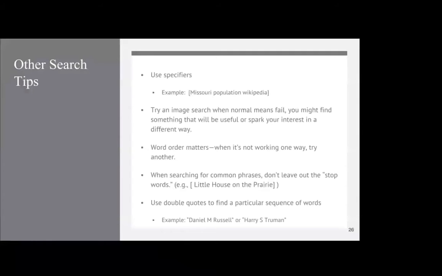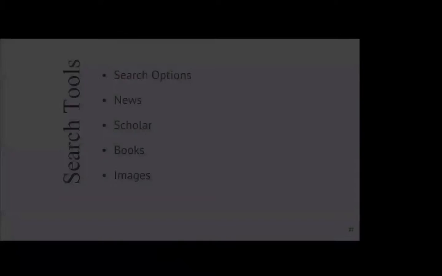Word order matters when you're doing searches. When you're searching for common phrases, don't leave out the stop words, like Little House on the Prairie is the example here. Use double quotes to find a particular sequence of words. So if you want words that go together as a phrase, you want to enclose them in quotes. That's really, really helpful. I use that all the time.